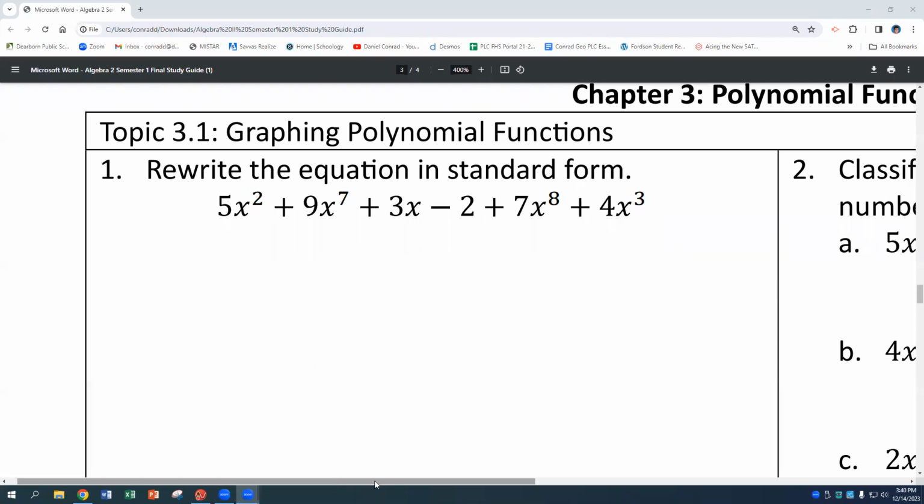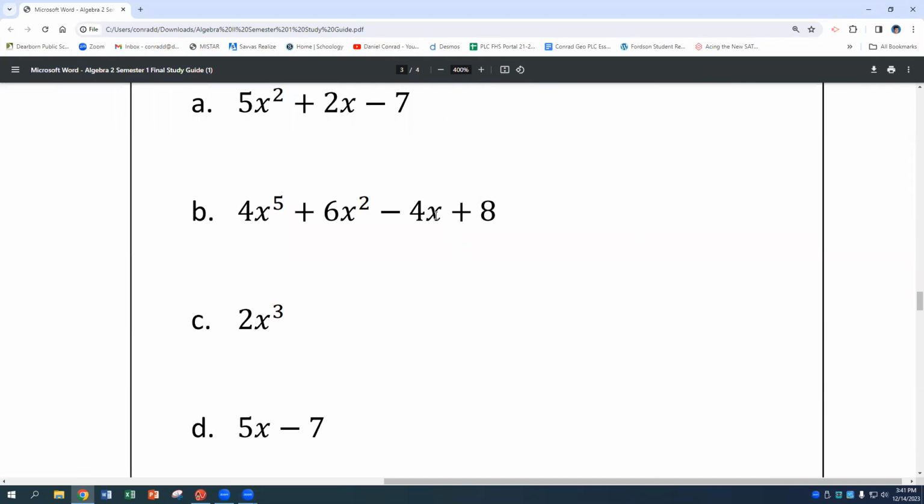All right, number 2 is classifying polynomials here. We have first degree, second, third, fourth, and fifth. And then we're going to have terms. We're going to have one term, two terms, three terms, and then 4 or more terms.